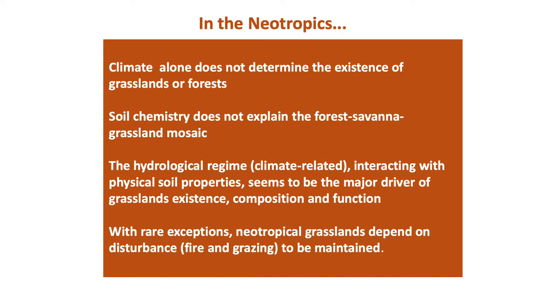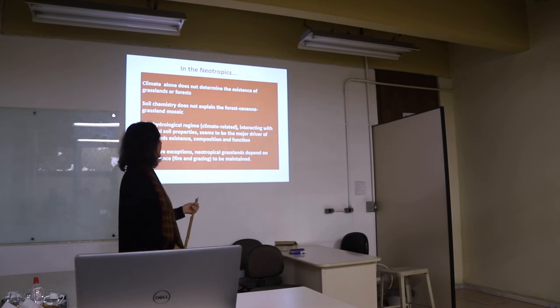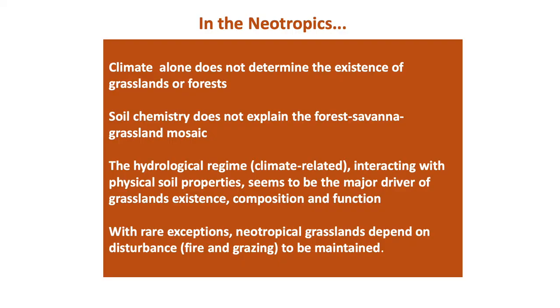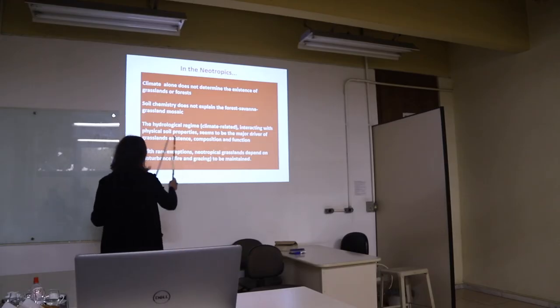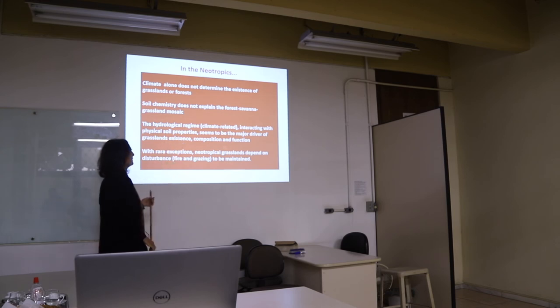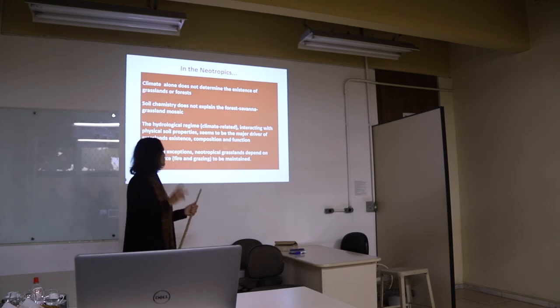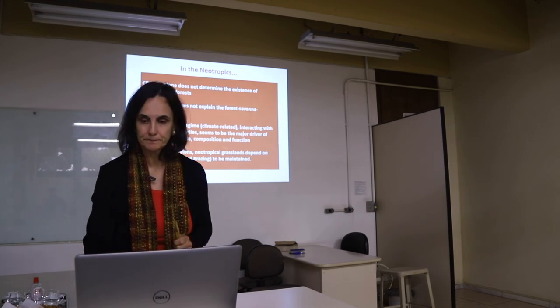Before that, well, the conclusions about these types: climate is not an explanation for the existence of grasslands and forests. Soil chemistry is not either. The hydrological regime is extremely important for most of these grassland types, interacting with physical soil properties. And this interaction is poorly understood. With rare exceptions, neotropical grasslands depend on disturbance to be maintained.